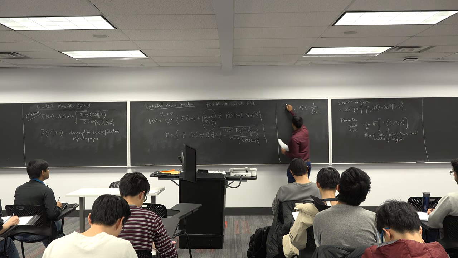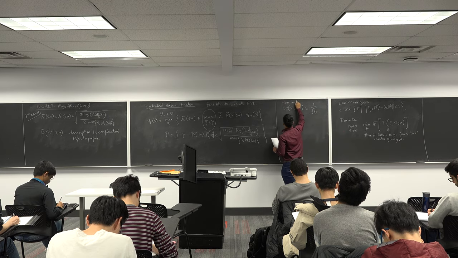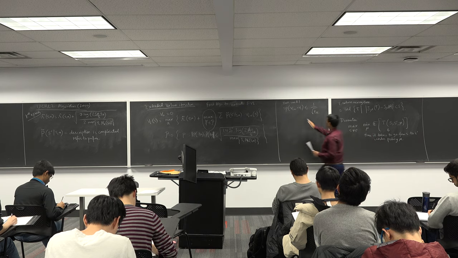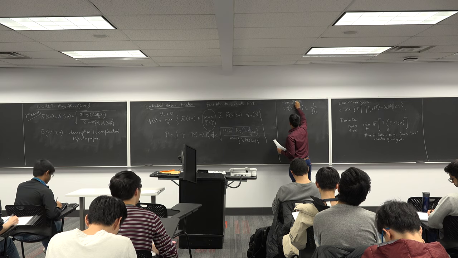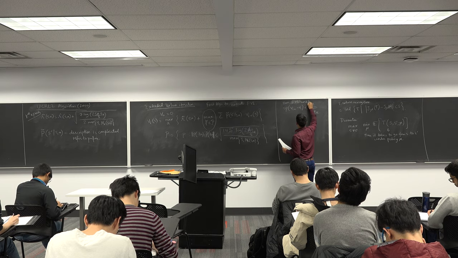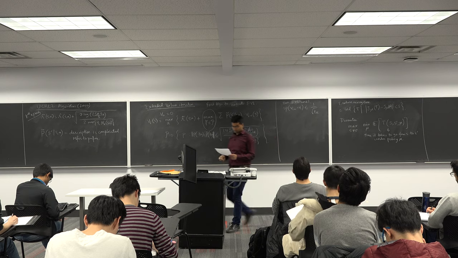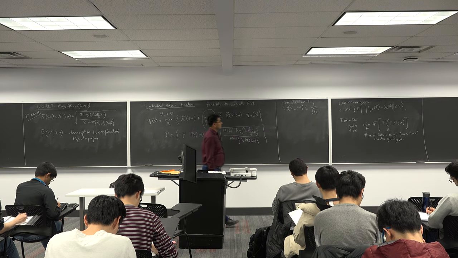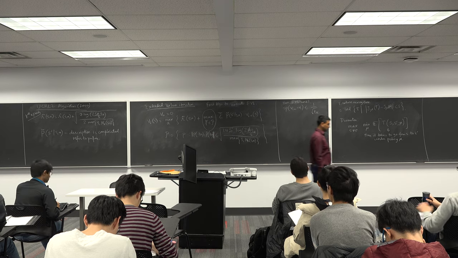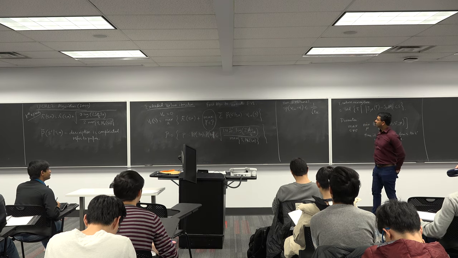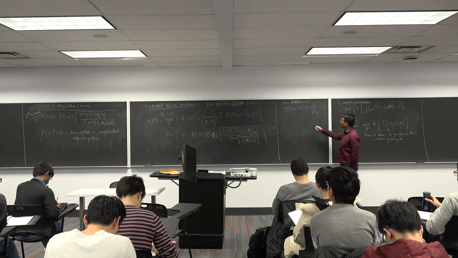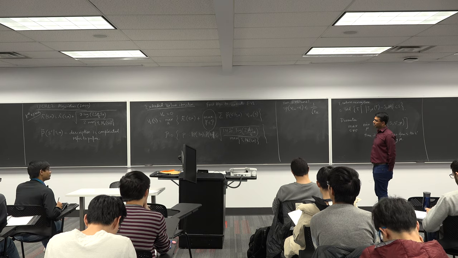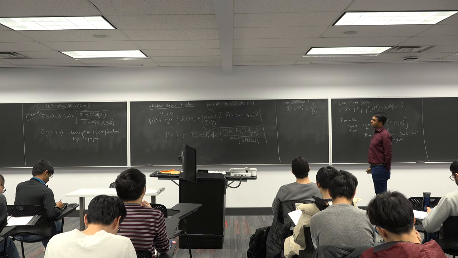So run EVI until then. Whatever policy you get at the end, that becomes your policy to execute over the next epoch, until you reach epoch k plus 1.